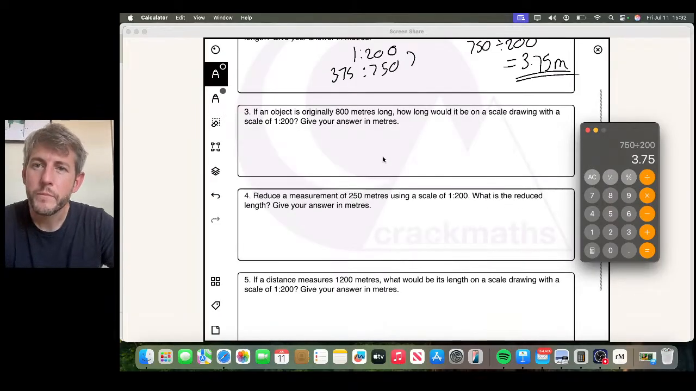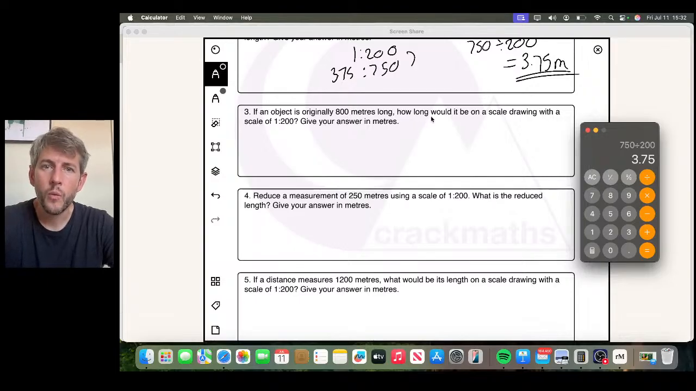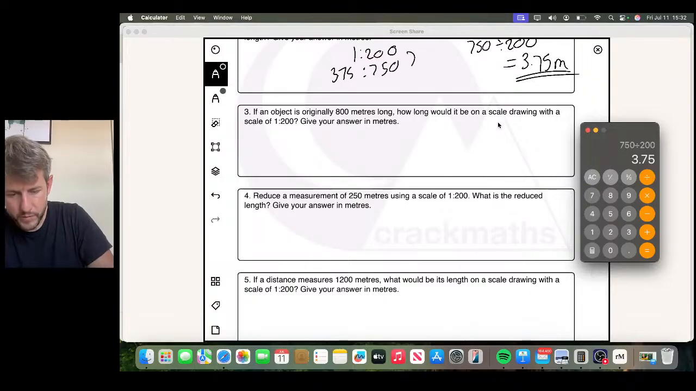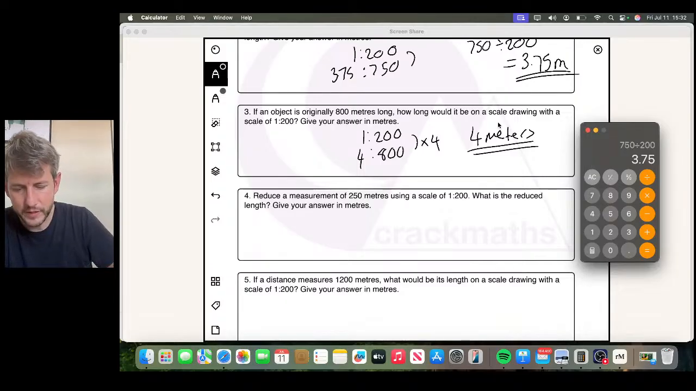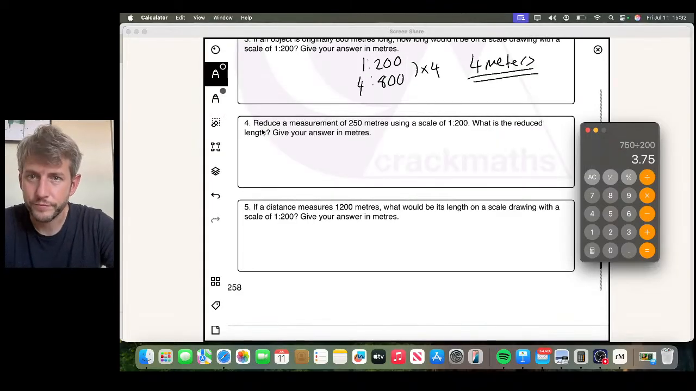Question 3. If an object is originally 800 meters long, how long would it be on a scale drawing with a scale of 1 to 200? Okay, so 1 to 200 becomes 800. Well, I can see that that is times 4. So this would be times 4, so it would be 4 meters.